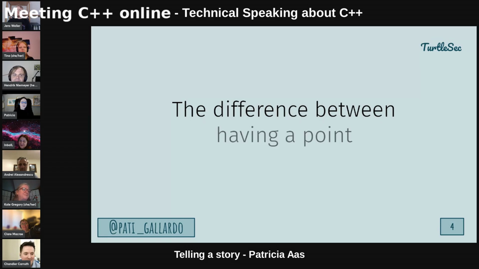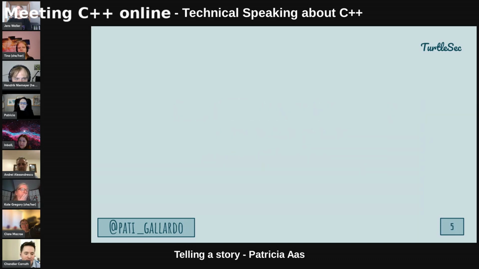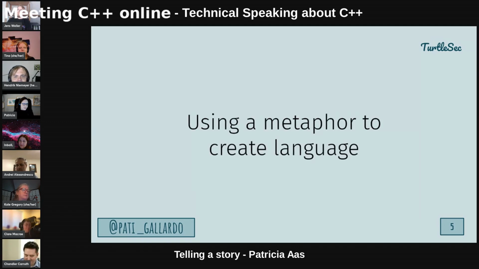So the difference between having a point and telling a story. You have something that you want to say, but you have to convey it to the audience in some way. And this can be very difficult. So I have 3 examples from talks that I've done, and I'll try to deconstruct the technique that I used in each one.